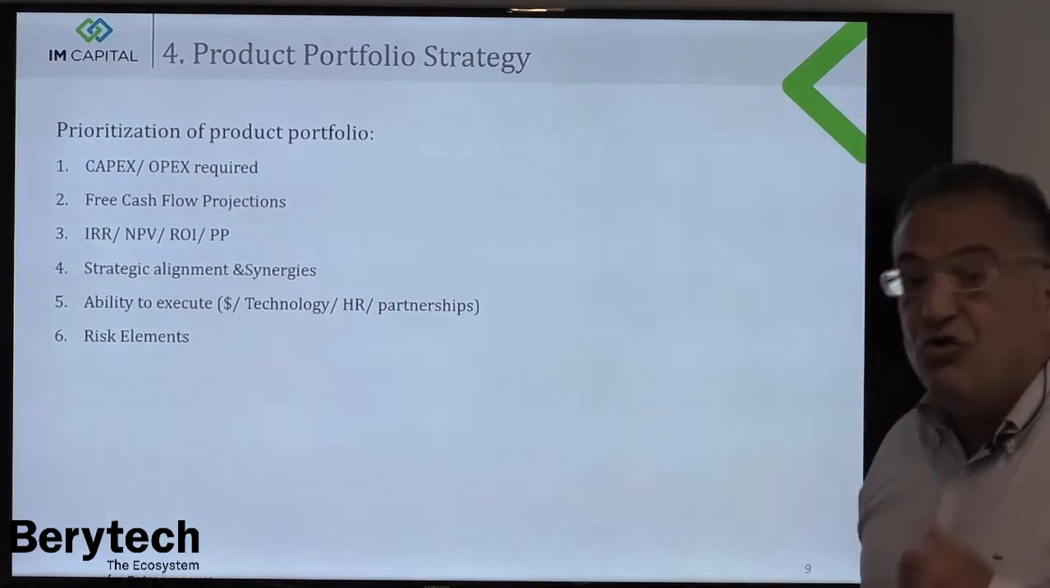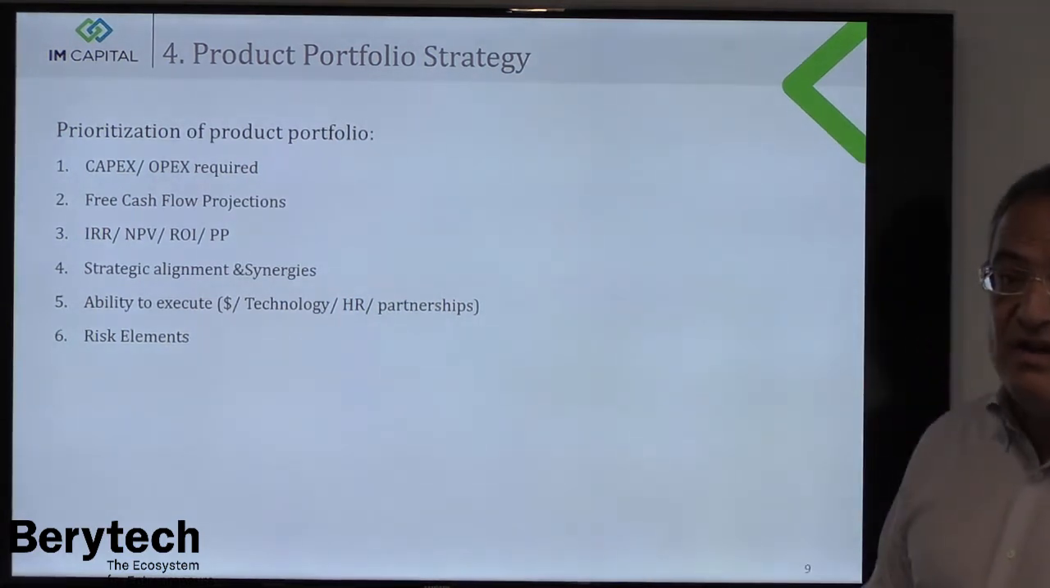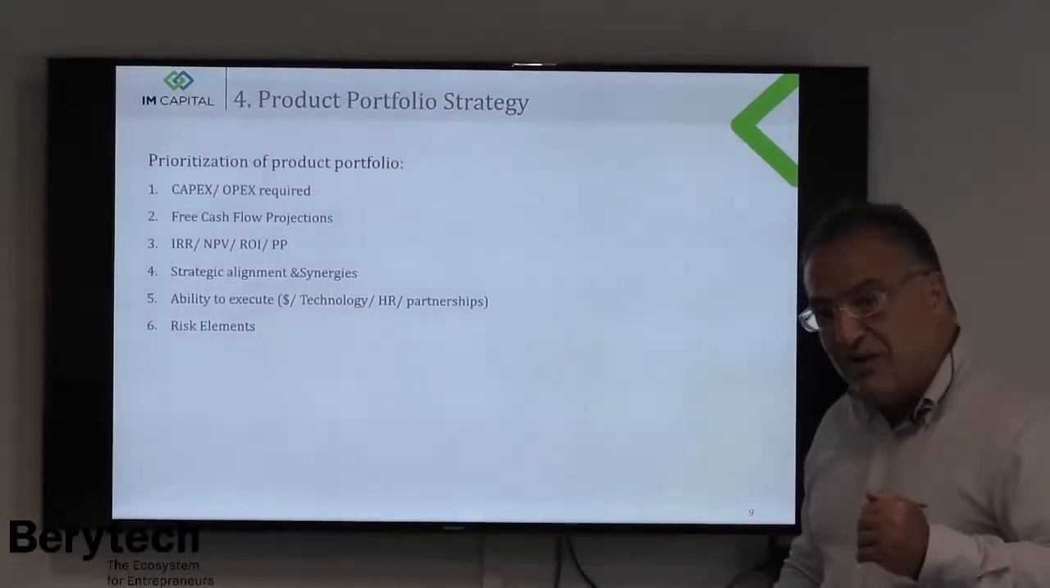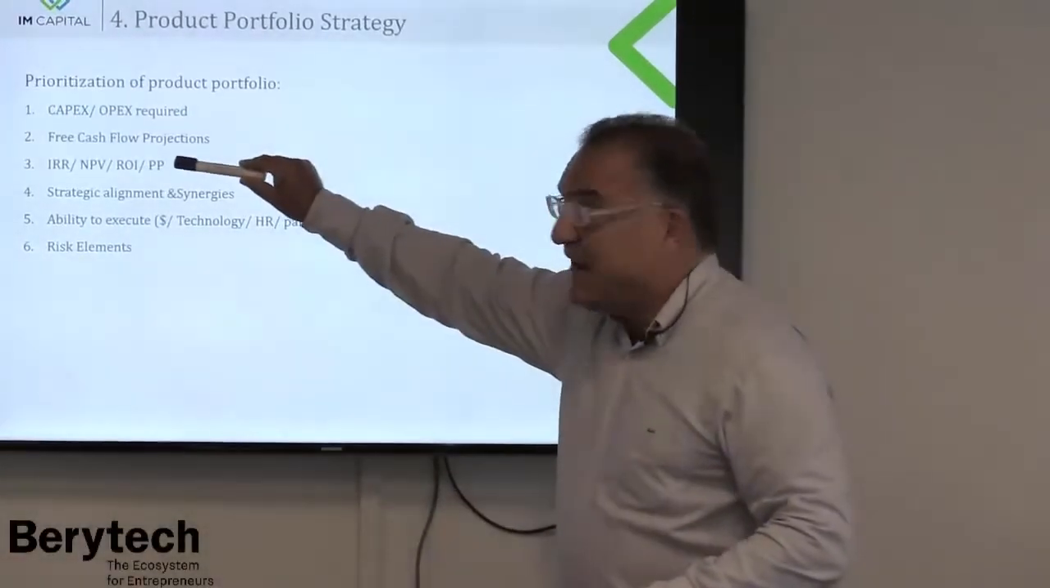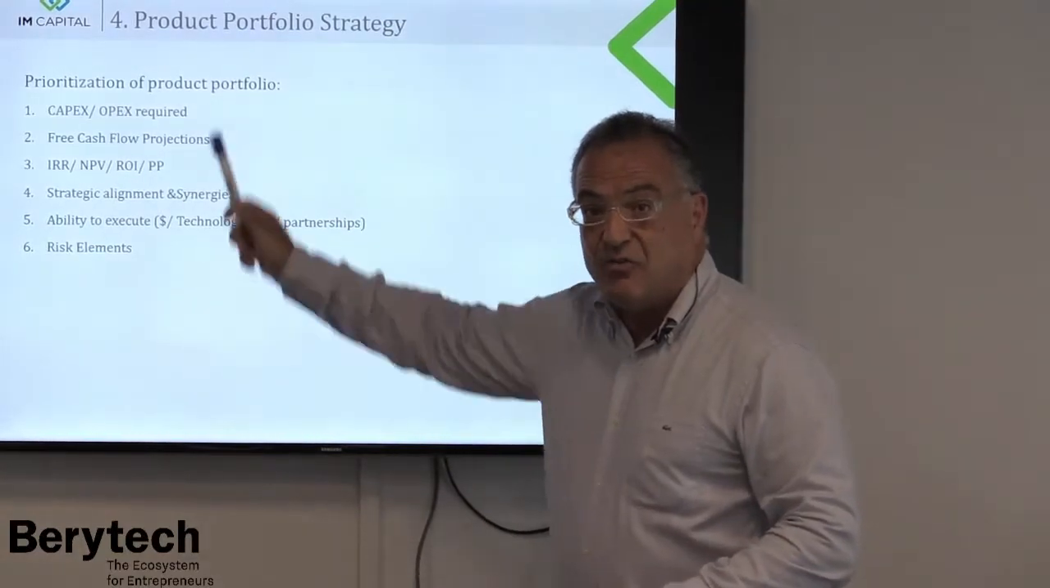Neither the money, nor the technology to be able to do it. And the last one is the risk. What are the risk elements for each one, and which one has lower risk? I'm going to look at return, but always compared to the risk level that I have. So this is quite important.